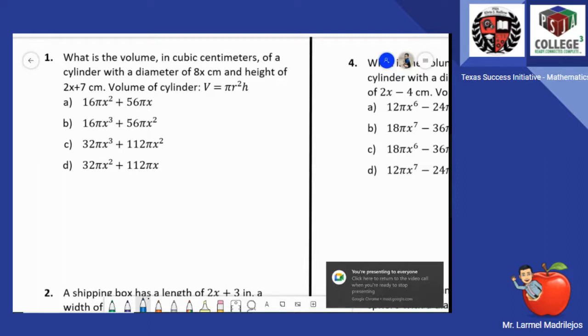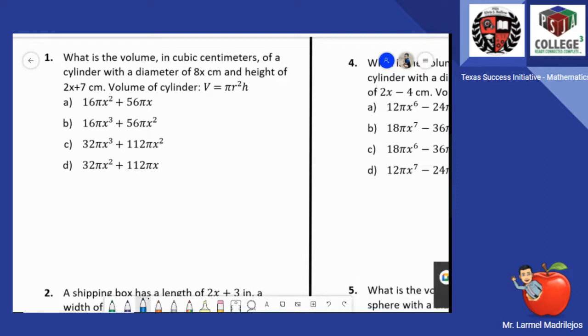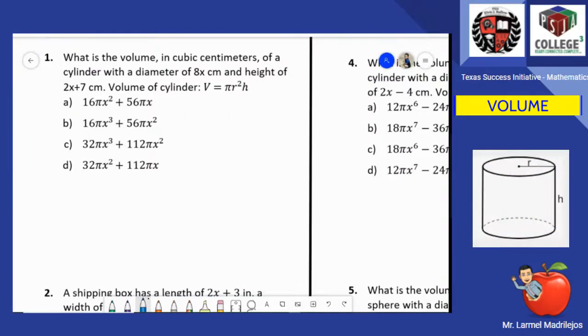This is geometry. Topic is volume. These are TSI example problems. Let's solve these questions here. We have 5 questions. What is the volume in cubic centimeters of a cylinder with a diameter of 8x centimeters and height of 2x plus 7 centimeters?